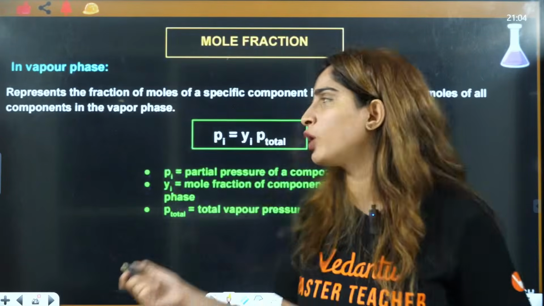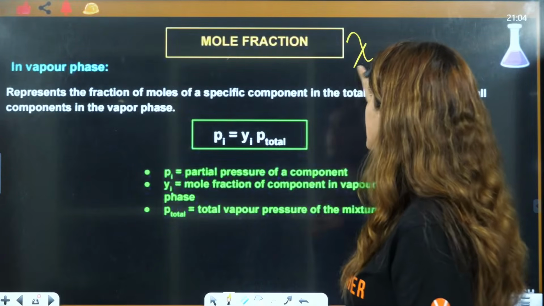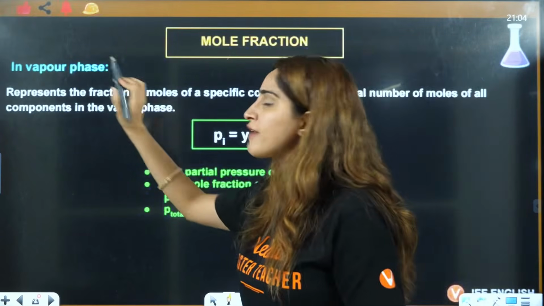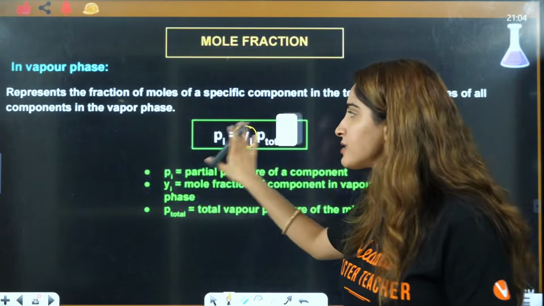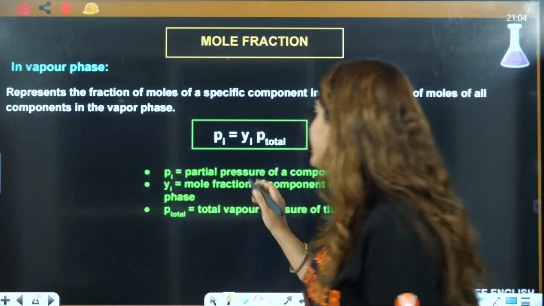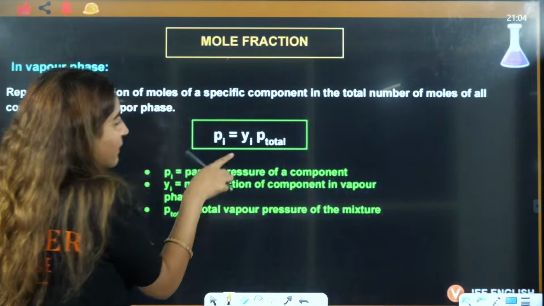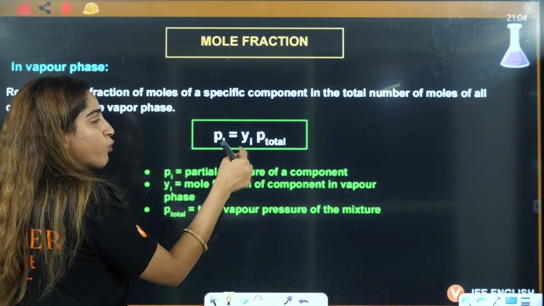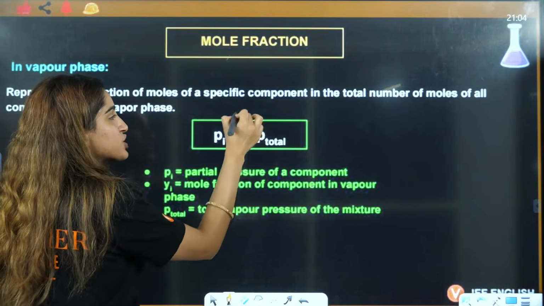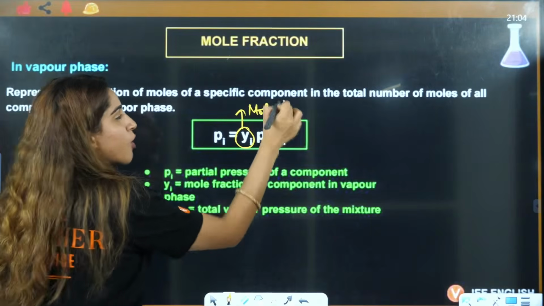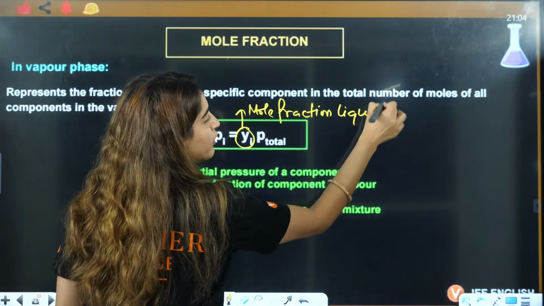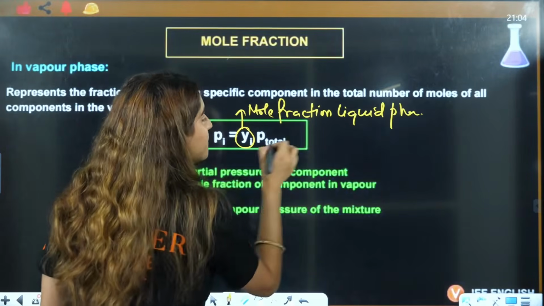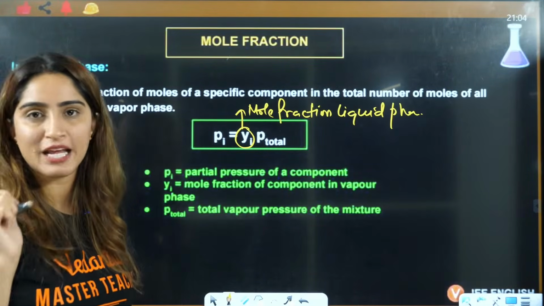For the liquid phase, I told you the mole fraction is X. In the vapor phase, the mole fraction is represented by Y. And you know the formula: the partial pressure of that gas equals the mole fraction in the vapor phase multiplied by the total pressure.